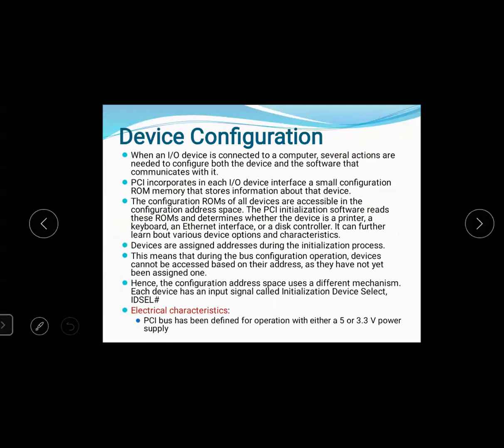And these are the device configurations. First point: when an IO device is connected to a computer, several actions need to be performed to configure both the device and the software that communicates with it.